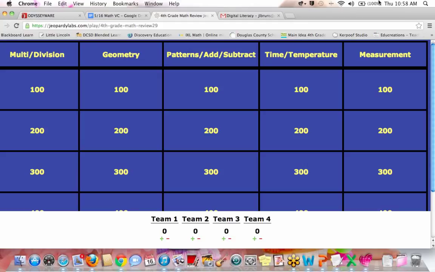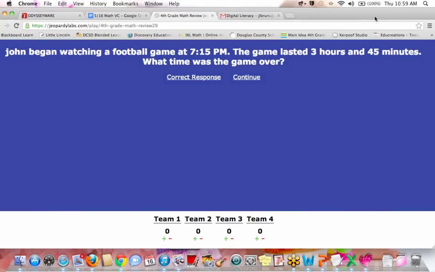Okay, pick a category for us. Time and temperature. Okay, for how much? For 100. Okay. And I'll just tell you right now, I didn't make this, so things like this really bother me when they didn't capitalize a proper noun. But anyway. Okay. John began watching a football game at 7:15 p.m. The game lasted 3 hours and 45 minutes. What time was the game over?